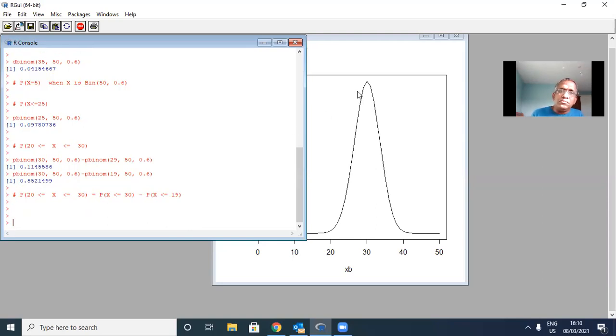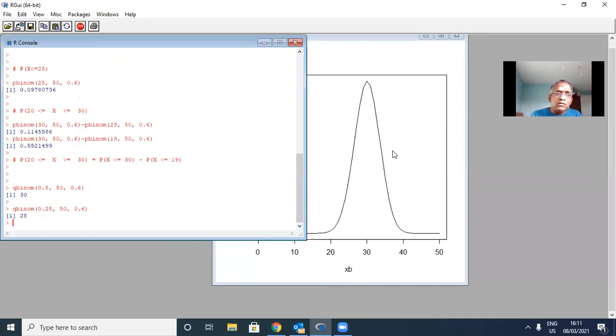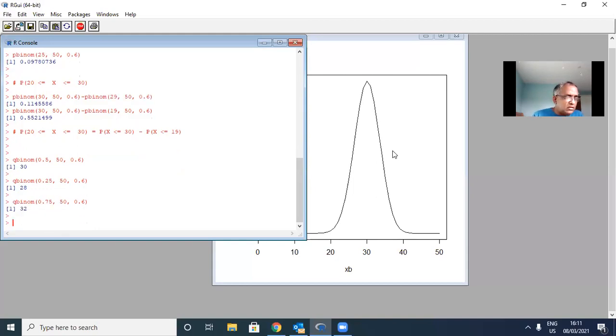Okay, and similarly, suppose you want to find the quantile function of the binomial distribution, then you will use the qbinom command. So for example, the median of the binomial distribution with parameters 50 and 0.6 is 30. The first quartile is 28. The third quartile is 32, and so on.